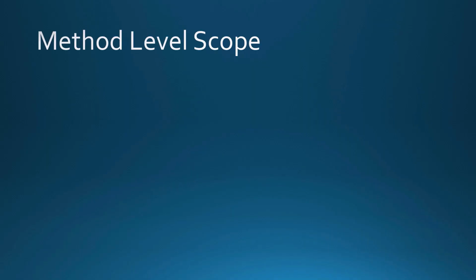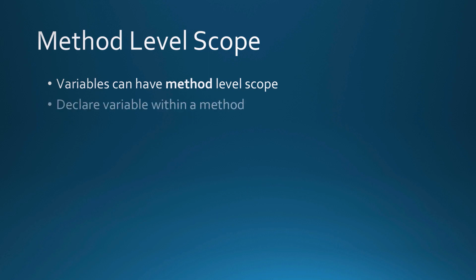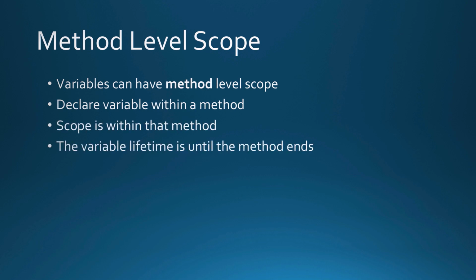Let's now take a look at declaring variables within a method. When it's in a method, it's called method level scope. So you declare that variable within a method. The scope now is within that method, and the variable's lifetime is until the method ends.